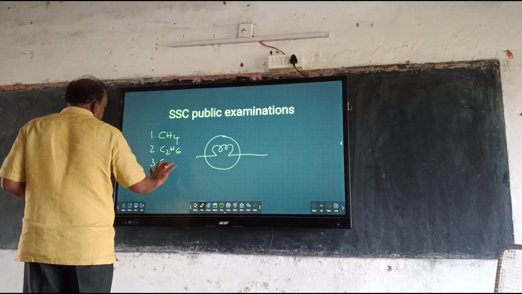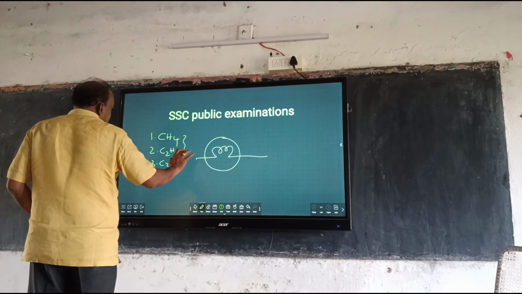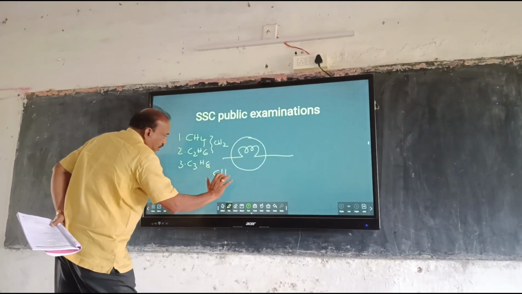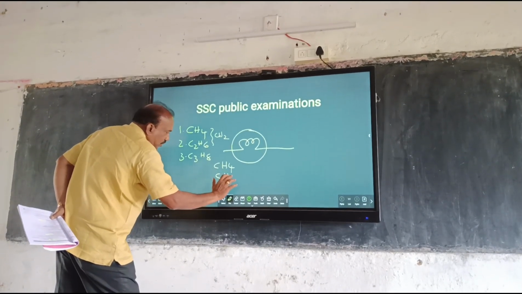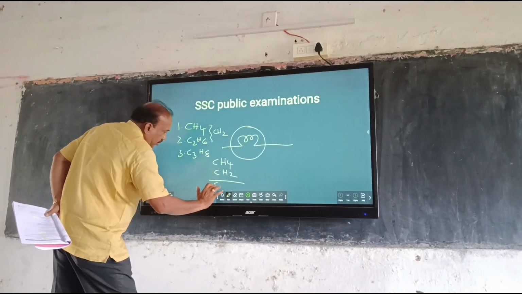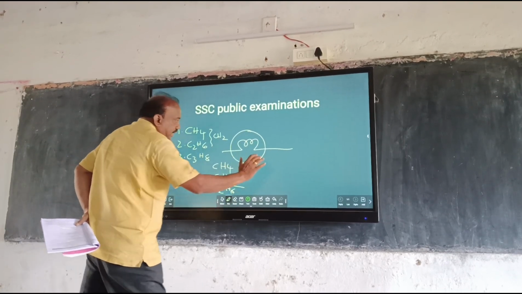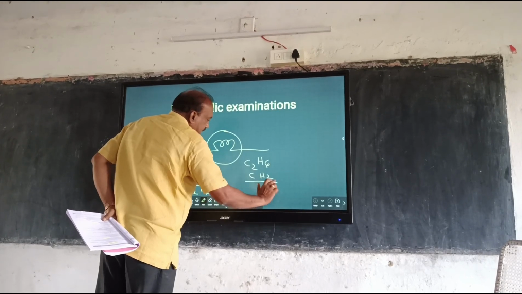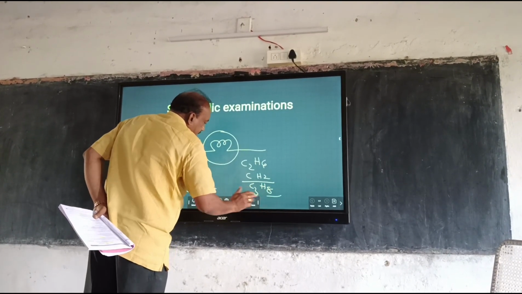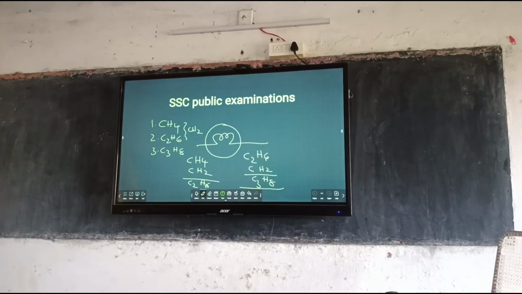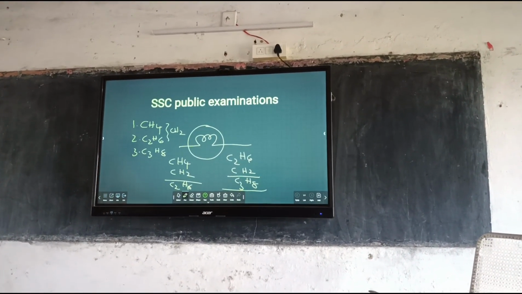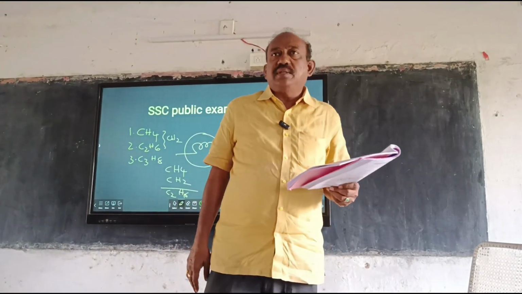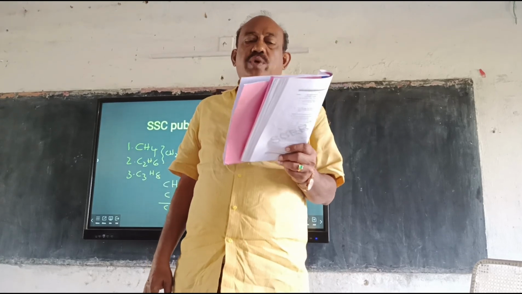Another one is, so you will add CH2. If you know CH4, then you will add CH2. C2H6, you will add CH2, C3H8. You can give a number of examples. What are these? Alkanes. You know the general formula, CnH2n plus 2.